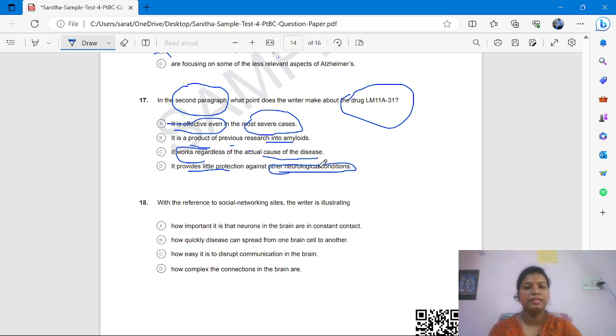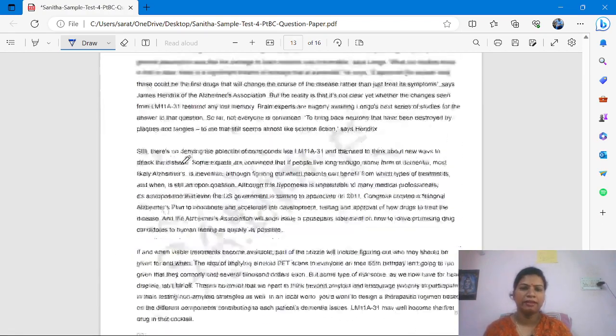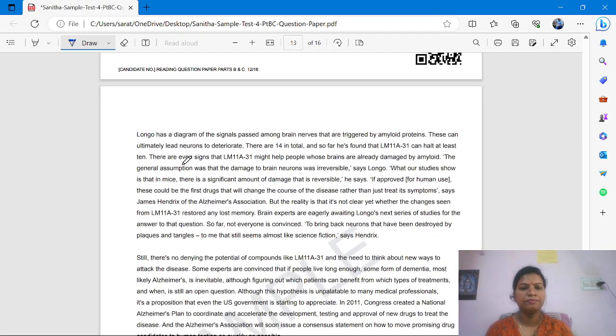We have to find out the answer. So what we have to do is go to the second paragraph, read the paragraph, and connect the options with the paragraph. If there is any connection with an option, choose that option. Okay, second paragraph. What is it saying?